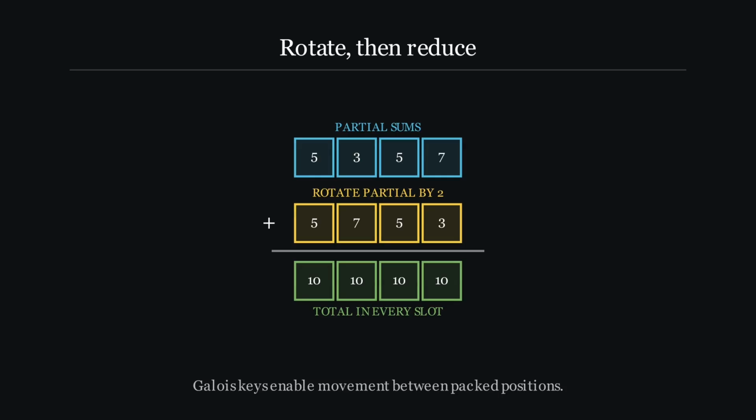After one rotate and add stage, the partial sums are 5, 3, 5, 7. Rotating that partial vector by 2 positions gives 5, 7, 5, 3. Adding the 2 rows slot by slot produces 10 in every slot. This staged pattern builds packed sums, dot products, and convolution-like data movement without exposing the encrypted vector.